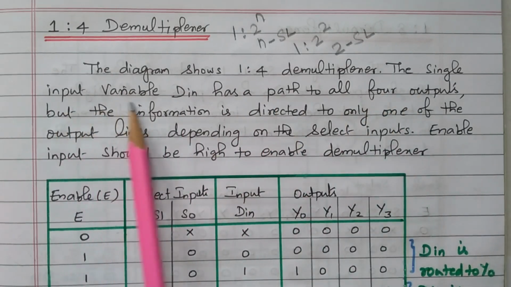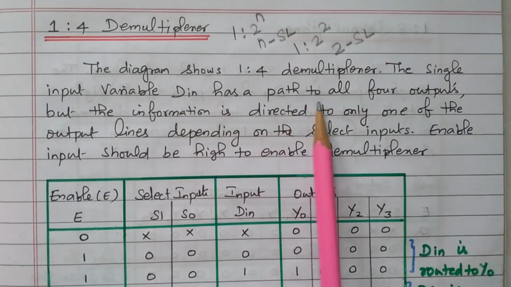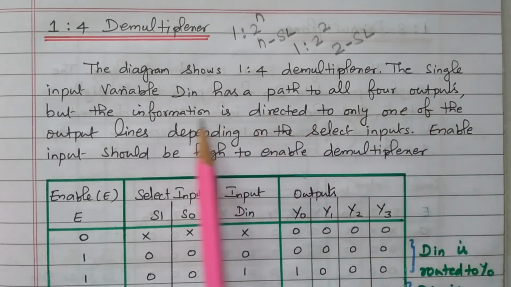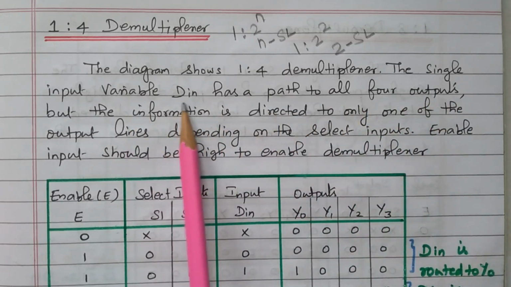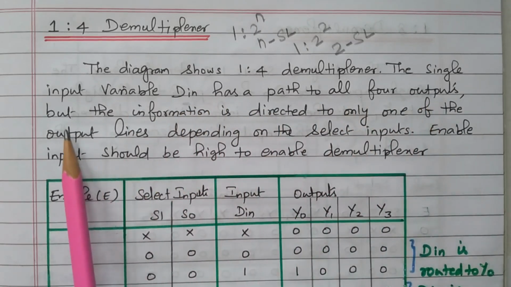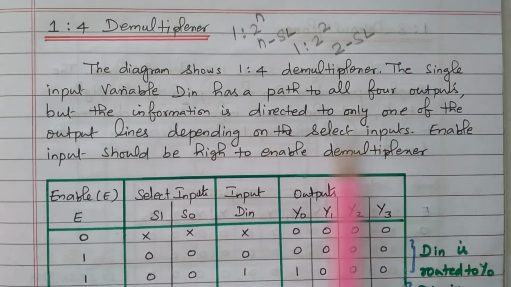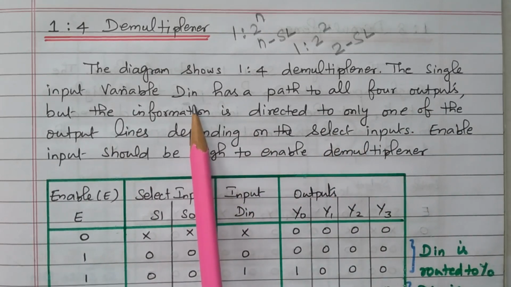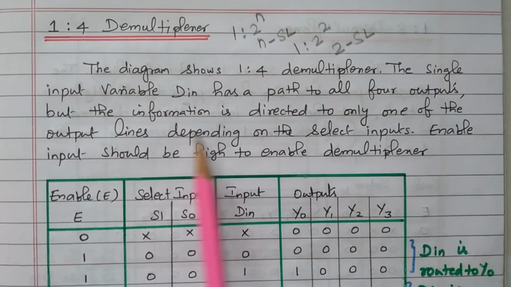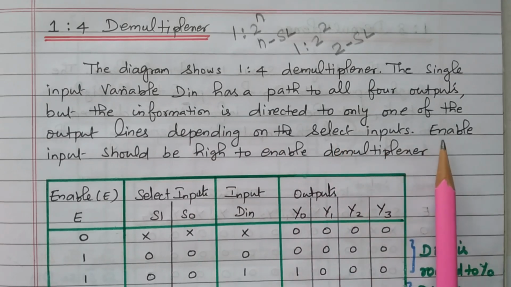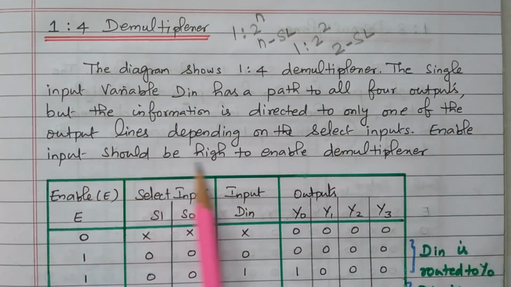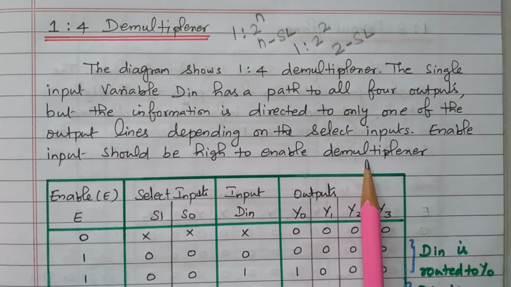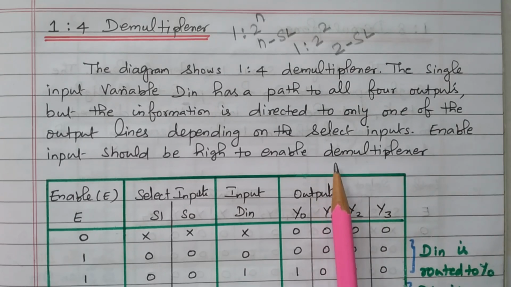The single input variable is Din, which has a path to all 4 outputs, right? Din is nothing but the input data that is connected to all 4 outputs. But the information is directed to only one of the output lines depending upon the selection lines. The input is connected to all the circuits, but which one is enabled is decided by the selection lines. And also we have an enable input, which should be high to enable the demultiplexer. If enable is high, the circuit will be activated. If enable is 0, the circuit will be deactivated, right?